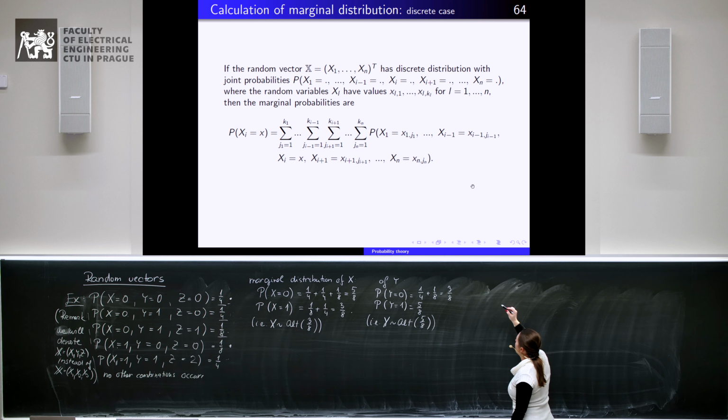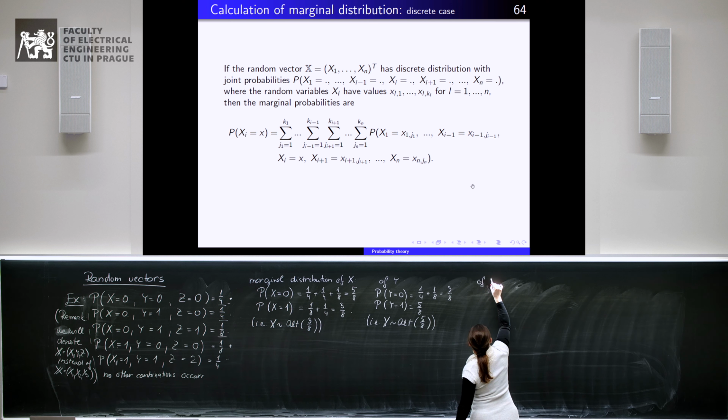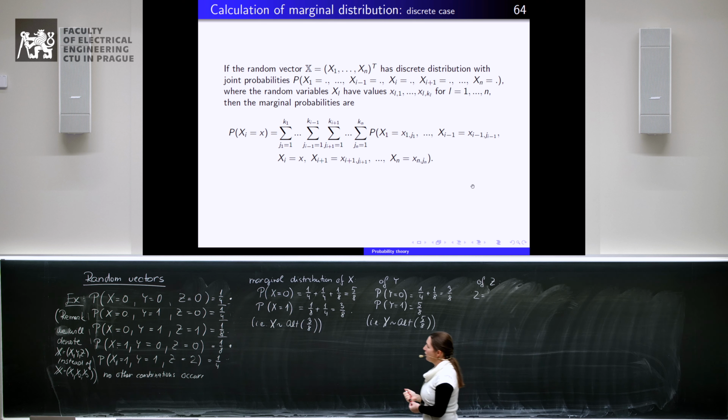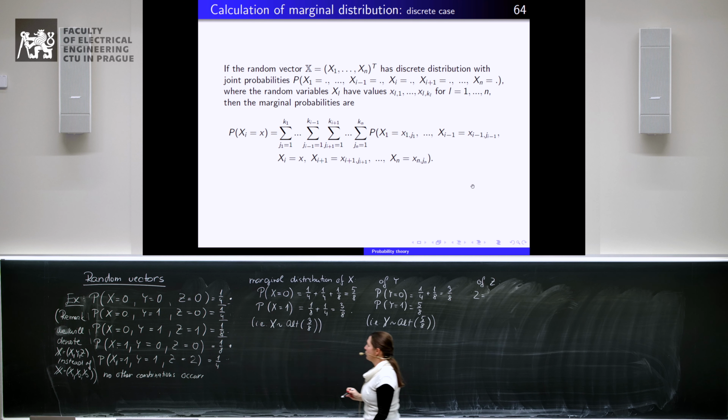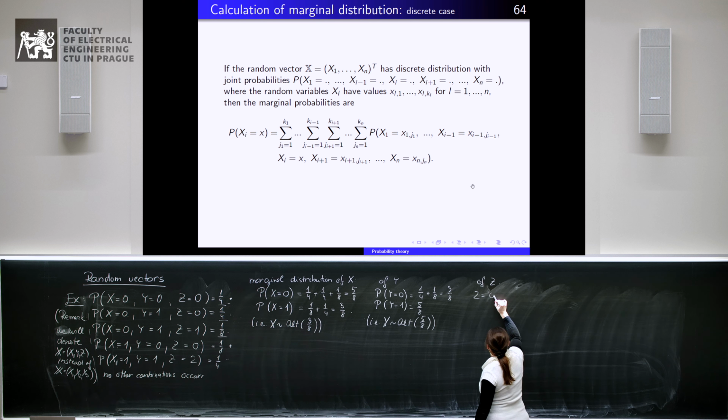Okay, and what about Z? Z can take 3 different values, 0, 1, or 2. So it is none of our known distributions. It is a completely general discrete distribution.